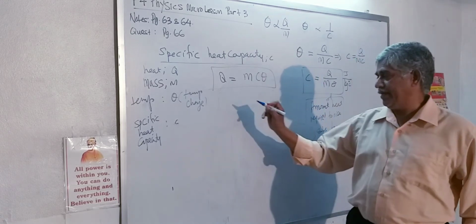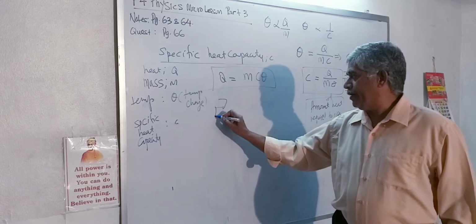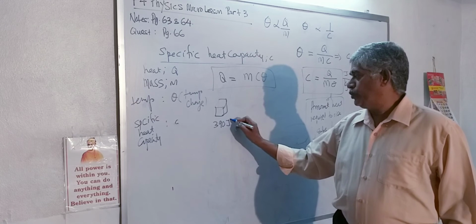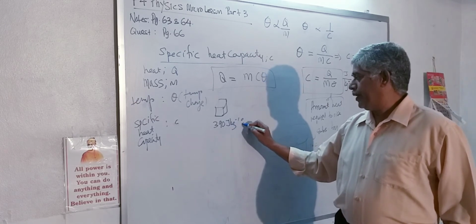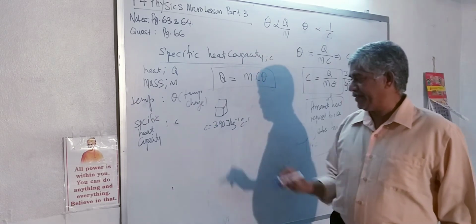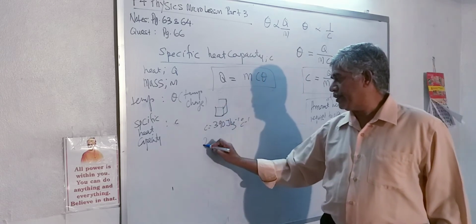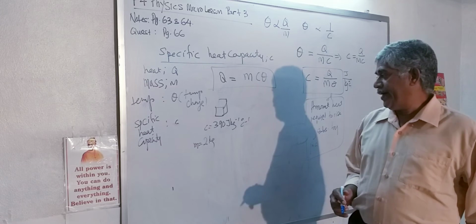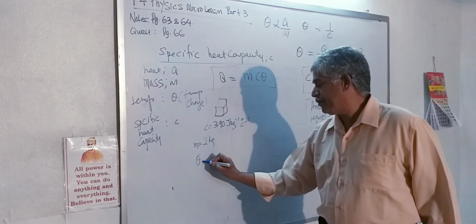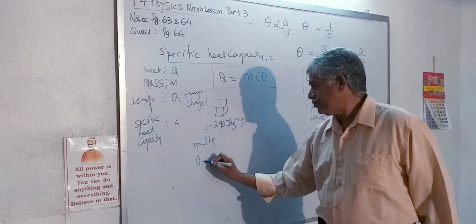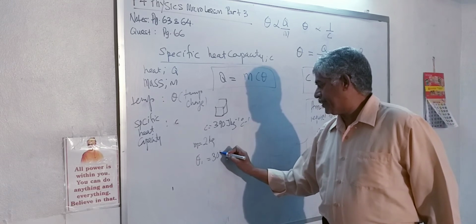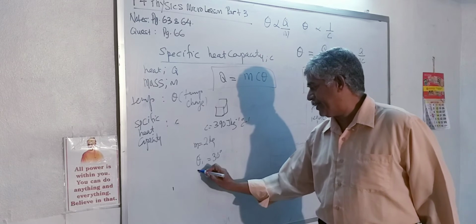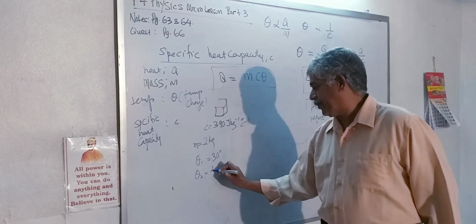Let's take an example. An aluminium, again, let's say 390 joule per kilogram per degree Celsius. This is the specific heat capacity of aluminium. Let's say it has 2 kilogram of mass, and you want to heat it up from 30 degrees Celsius to 40 degrees Celsius. Initial temperature is 30, final temperature is 40.